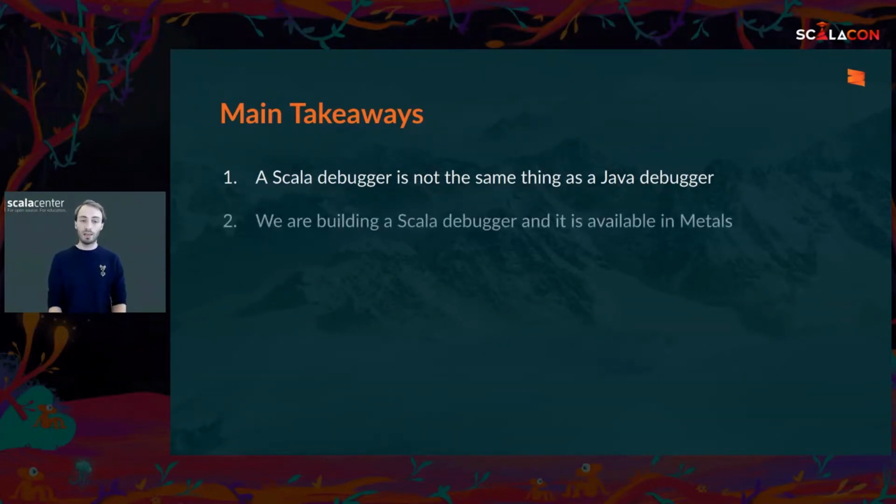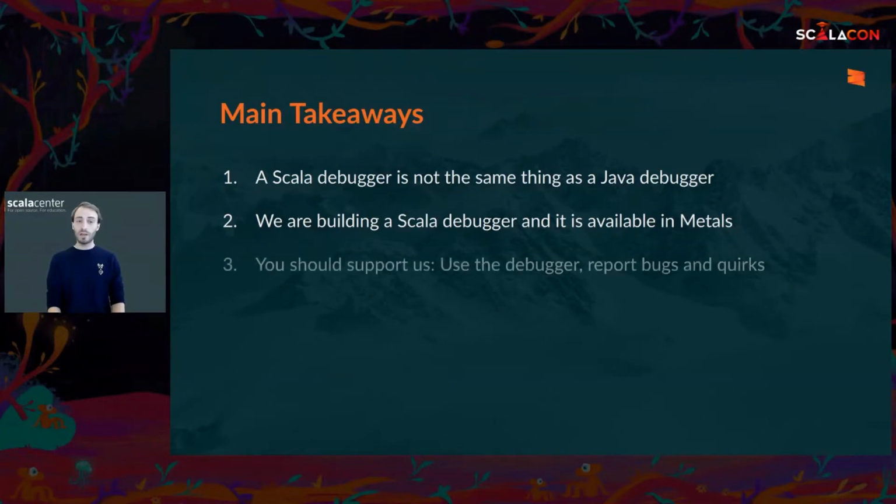Second thing is we are building a Scala debugger here at the Scala Center, and it's available in Metals. So you can already try it. It's going to get improved, and hopefully in a few months, we'll get a really good Scala debugger. Last thing is that we need you. You should support us. So please use this debugger and report bugs and quirks.